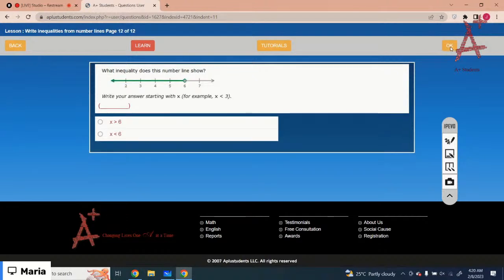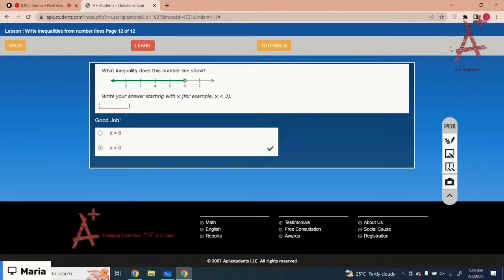Okay, the next one is what inequality does this number line show? So you have an open circle at 6. That means 6 is not included. Also, the graph is pointing at the left hand side, so it would be x is less than 6. Got it? So it is x is less than 6. Got it?